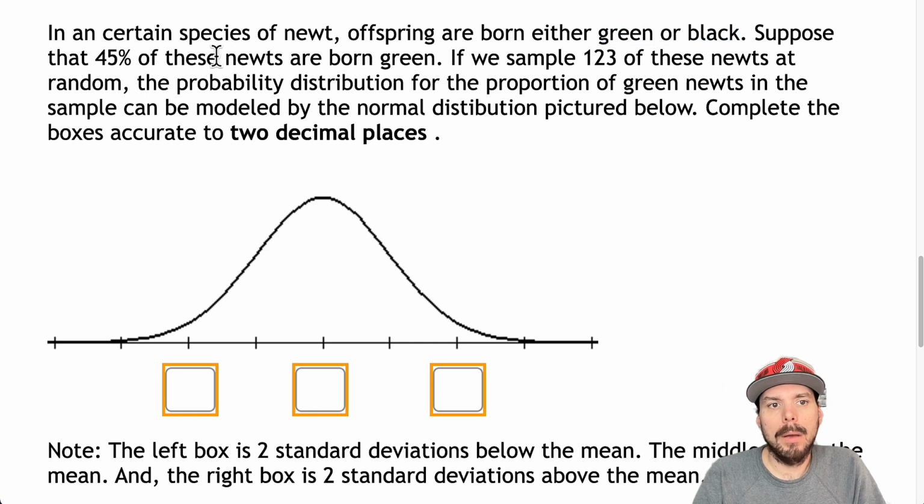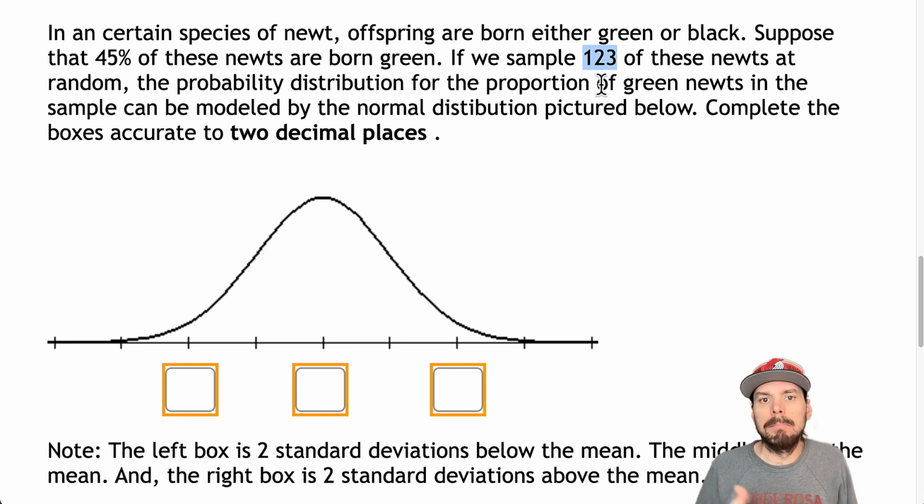Here we're looking at what percent of the sample are born green. Now out of a sample of 123, we would take that sample, observe how many are green, that would be our x, and then x divided by 123 would give us a sample proportion. If we did that over and over and over again for every possible sample of 123 newts, obviously that would take a very long time, but we would get some very predictable results.